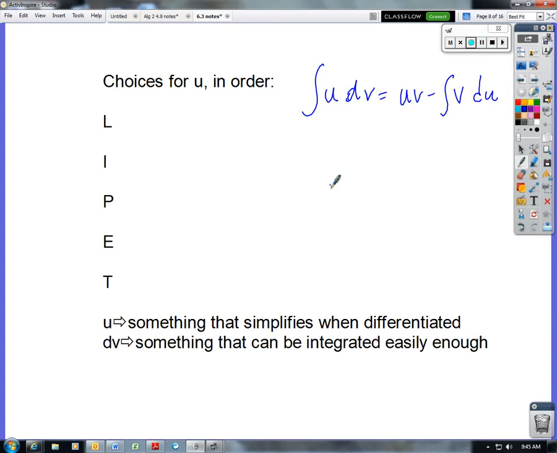So the goal is, we're going to have an integral here that we're trying to integrate. And we're going to choose part of it. It's going to be a product of two things. And one of them you're going to choose to be the u, and one of them you're going to choose to be the dv.